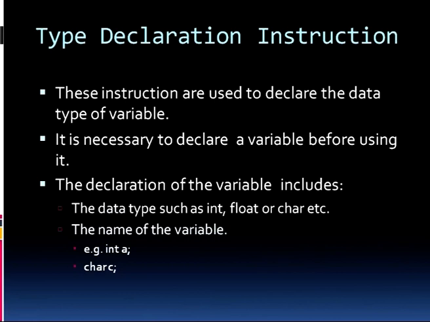Similarly, char C, this is a statement that declares another variable of type character. This is another type declaration statement that declares a variable x of type float.